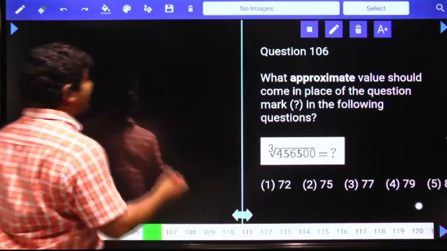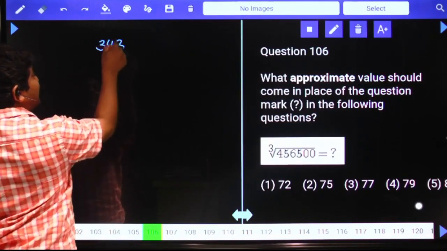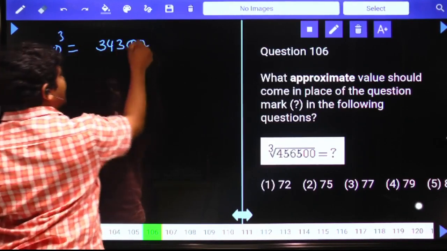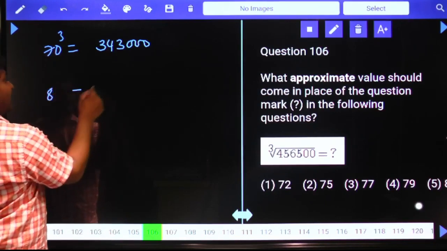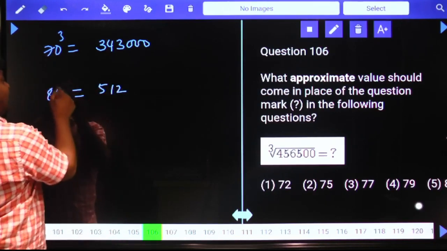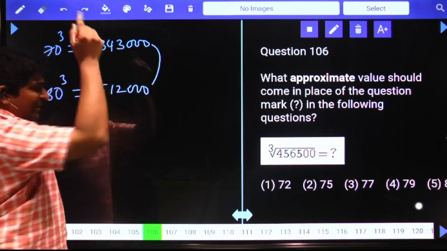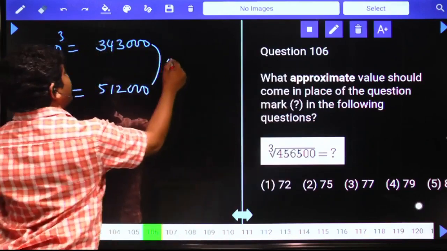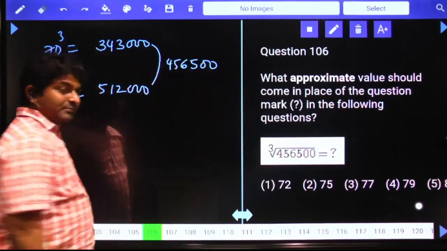Let's calculate 7 cube. What is 7 cube? 343. 70 cube in the sense that is equal to 3 more zeros. 8 cube in the sense 512. 80 cube in the sense 3 more zeros. Now our number is in between these two only. 45 65 00. 45 65 and then 00.